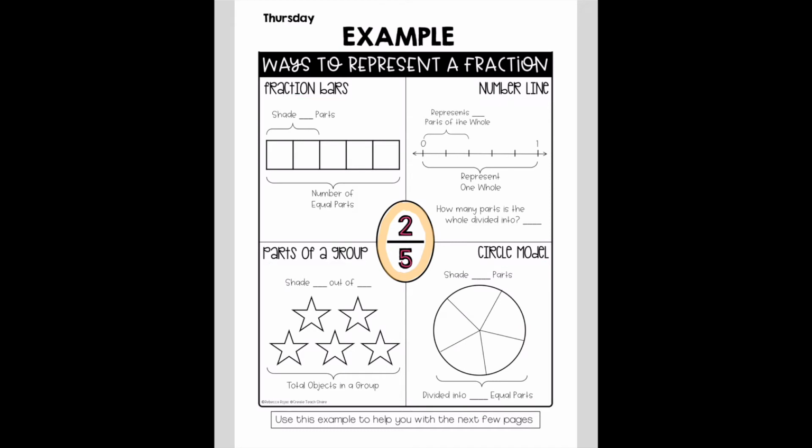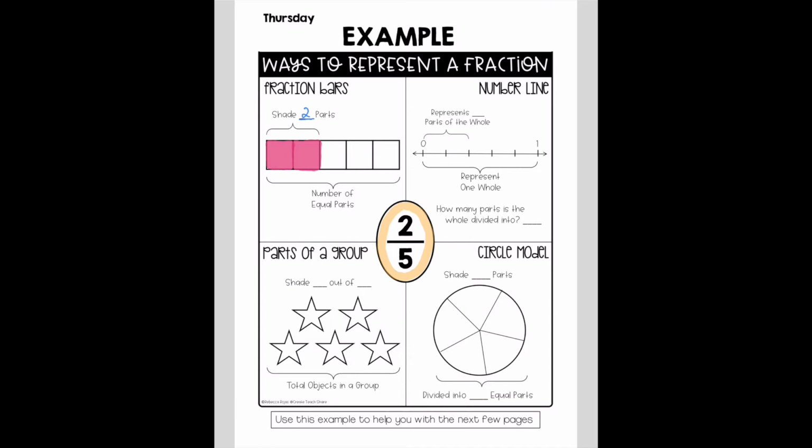Okay, so 2/5. All right, first off, let's start with our fraction bars. So we're going to shade how many parts? Well, our numerator is a 2, so we're going to shade 2 parts, right? And let's check if our denominator is correct. We should have 5 parts to make this a whole bar. So 1, 2, 3, 4, 5. We've got 5 parts to make a whole. All right, so we're going to shade in 2 parts. Okay, there you go. So this fraction bar now shows 2/5. So now we've colored in 2/5 of this fraction bar.